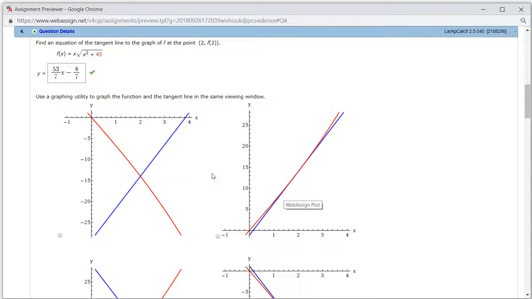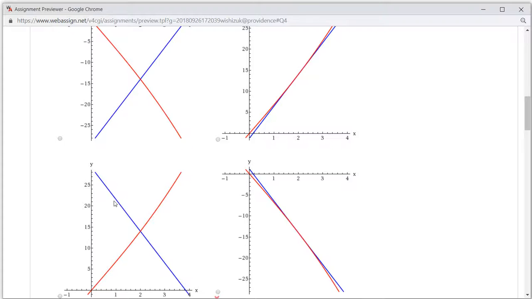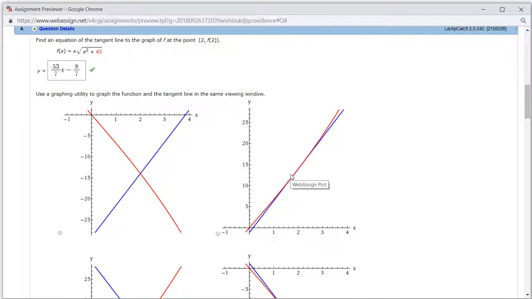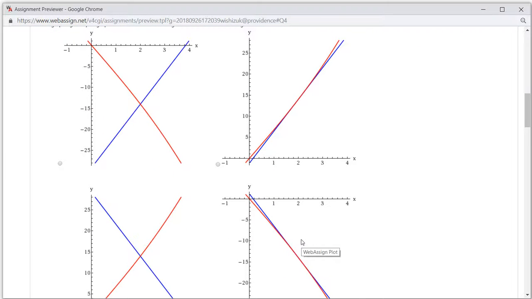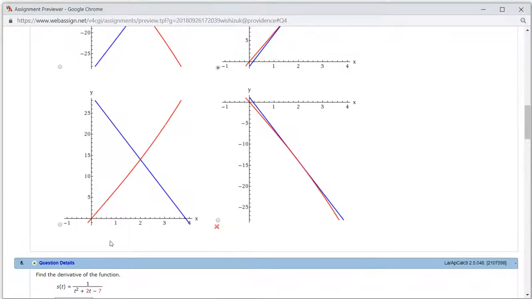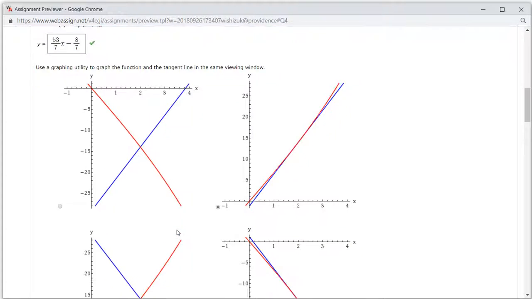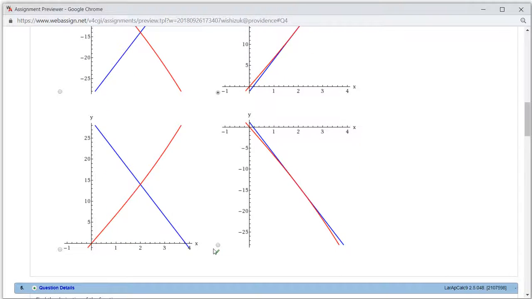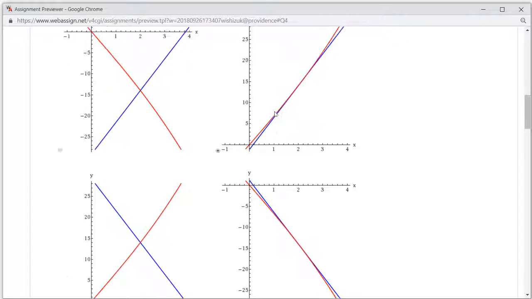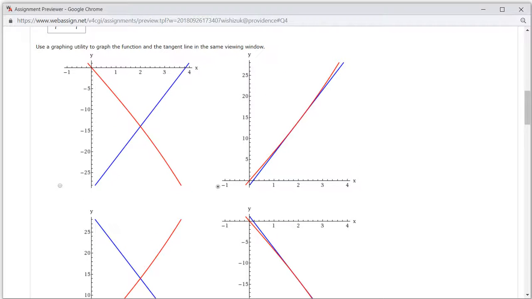Let's see. The first picture is way off, and the third picture is way off. It looks like number 2 would be right, and this one is going down, so it's not the right one. So it's got to be this one. Let's check the answer. I came back and it looks like we got the correct picture as well. That's it. I hope that this was clear.